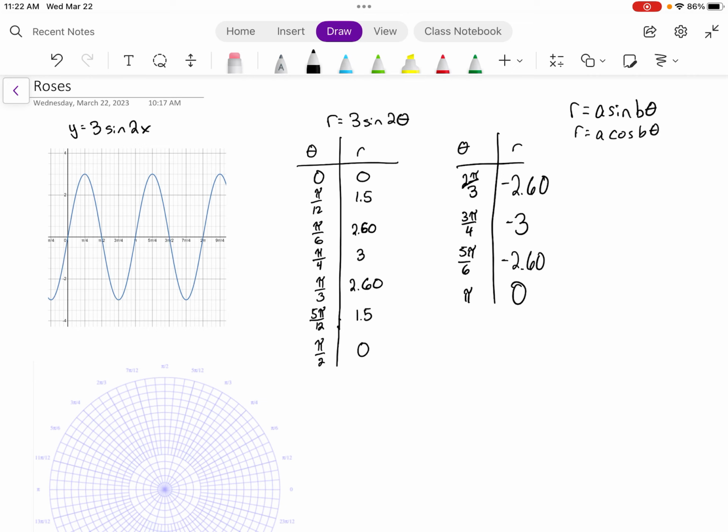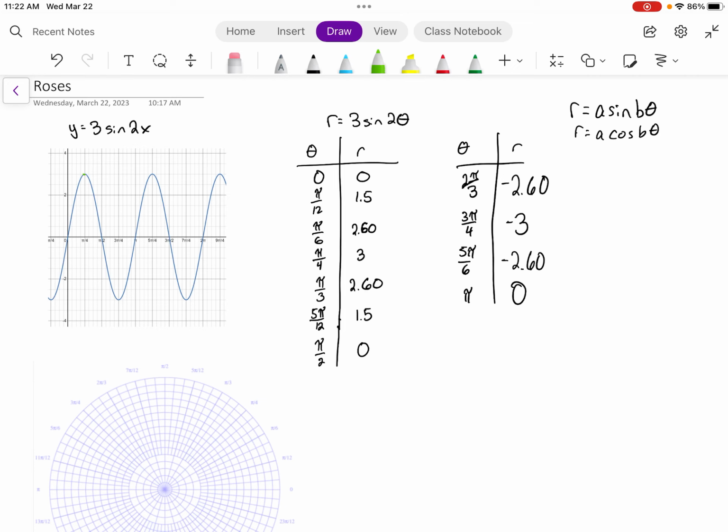Let's say that we wanted to graph r equals 3 sine 2 theta. Again, I always like thinking about the graph y equals 3 sine 2x. It turns out that there are going to be a lot of parallels there, and we can really label a lot of things. We're going to go kind of slow for this one, but I want to label some peaks and valleys of this guy right away.